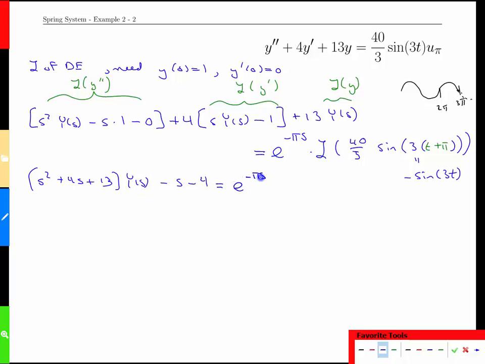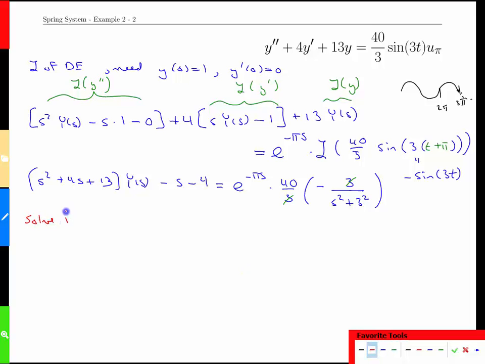And on the right-hand side, we can continue with our 40 over 3, the transform of sine of 3t, well, the negative sine of 3t, is going to be 3 over s squared plus 3 squared. And we can immediately tidy that up a little bit by canceling those 3's, which will make life easier for the partial fractions later on.